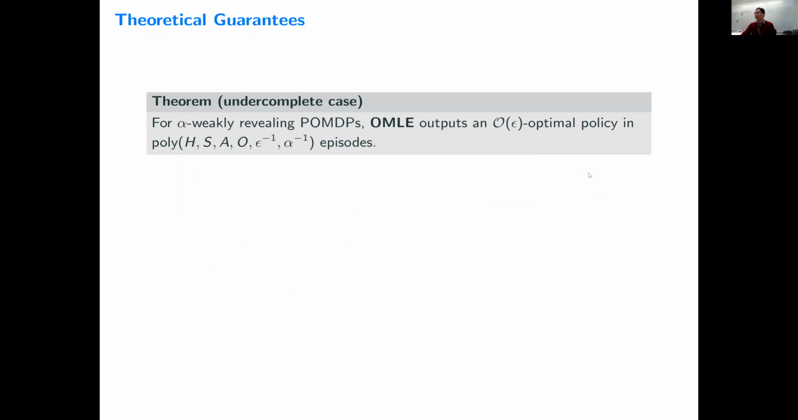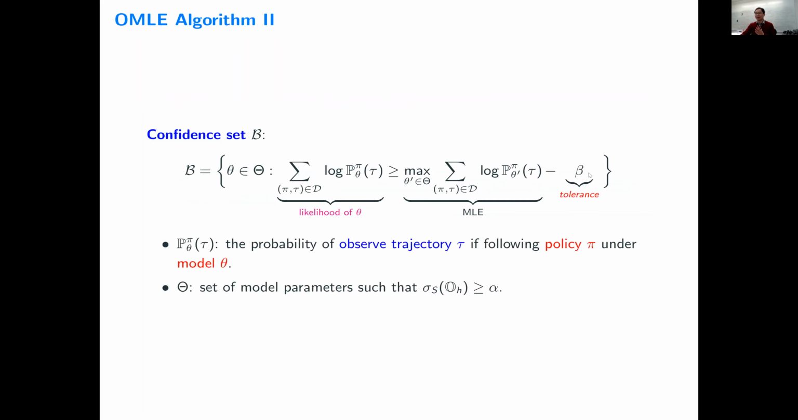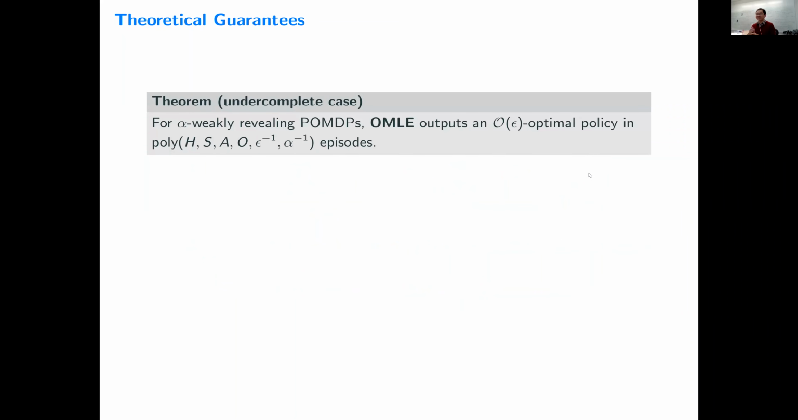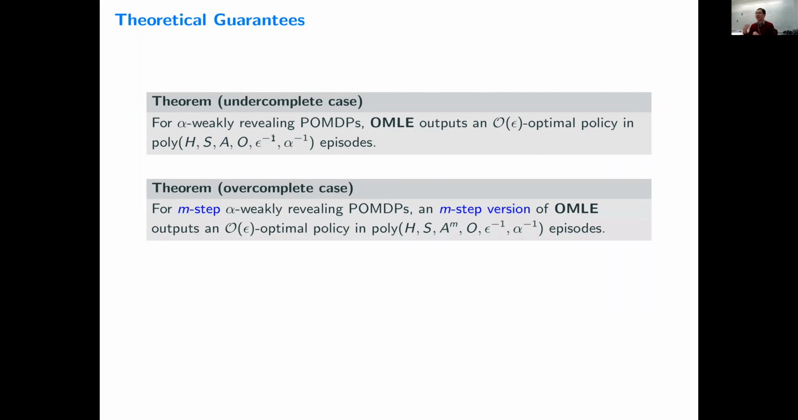Once we have this algorithm, it becomes very simple to get these guarantees. We say for any alpha weakly revealing POMDPs, our OMLE algorithm is able to output an epsilon-optimal policy within polynomially many episodes, where the polynomial is in the horizon, the number of states, actions, and observations, the tolerance of the policy, and also the alpha weakly revealing parameter, where the singular value is lower bounded by alpha. So we say a single weakly revealing condition allows us to learn everything in polynomial episodes. And this is for the under-complete setting. For the over-complete setting, we can also have the m-step weakly revealing POMDPs, where we can use an m-step version of OMLE.